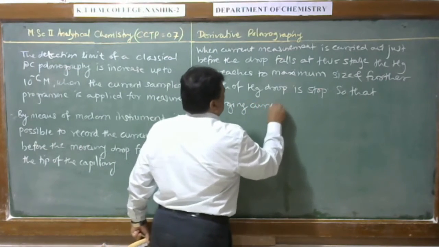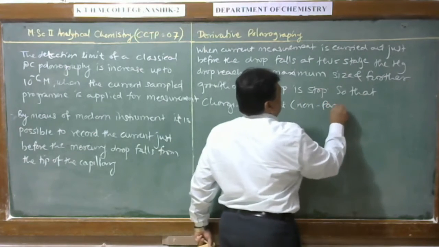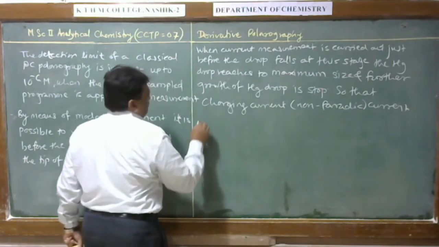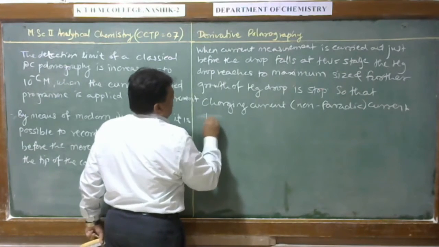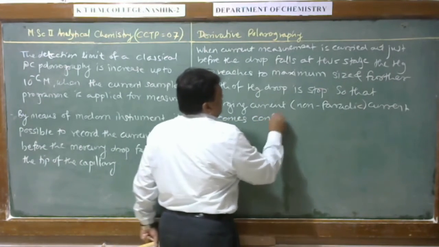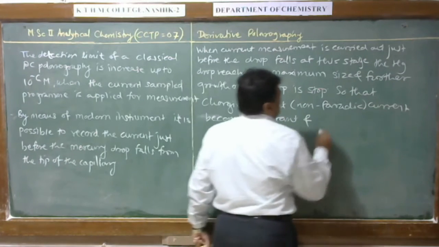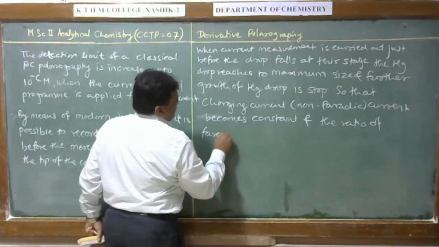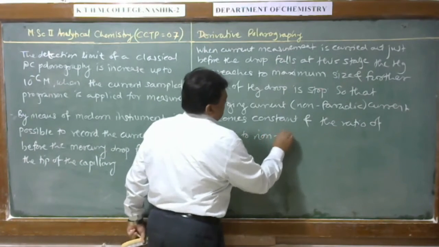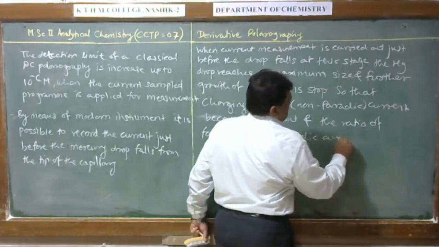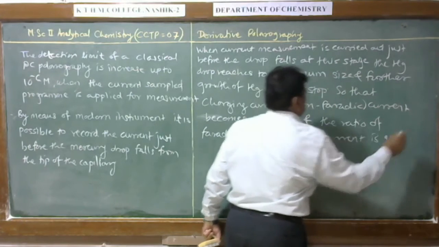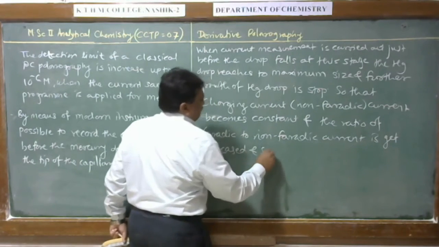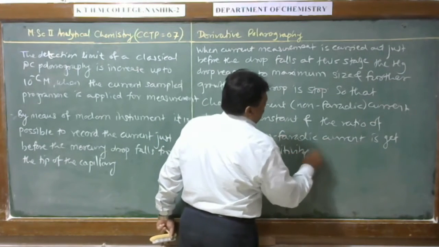The charging current, or non-faradic current, becomes constant, and the ratio of faradic to non-faradic current is increased, and the sensitivity of measurement increases.